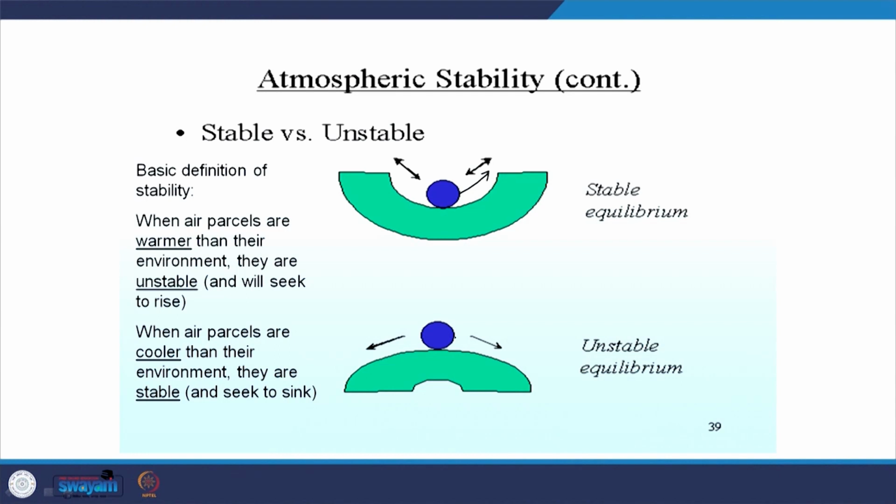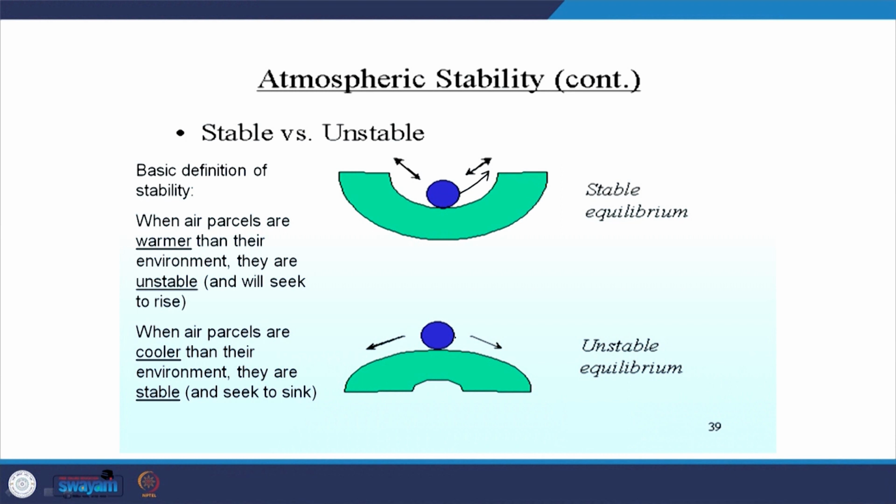Now, what is the idea of stability? Stability is the property of the atmosphere to allow something to move against gravity, as simple as that. The basic definition: when the air parcels are warmer than the environment, they are unstable, and when the air parcels are cooler than the environment, they will be stable.